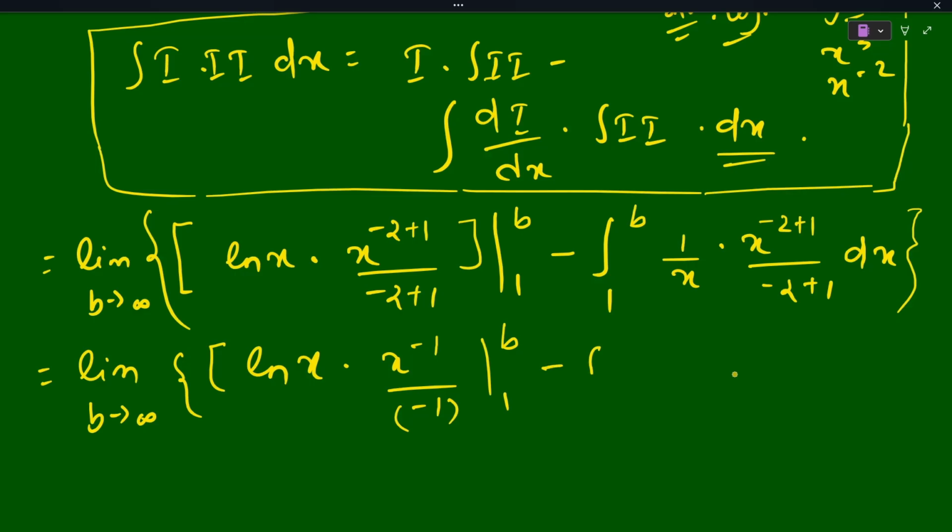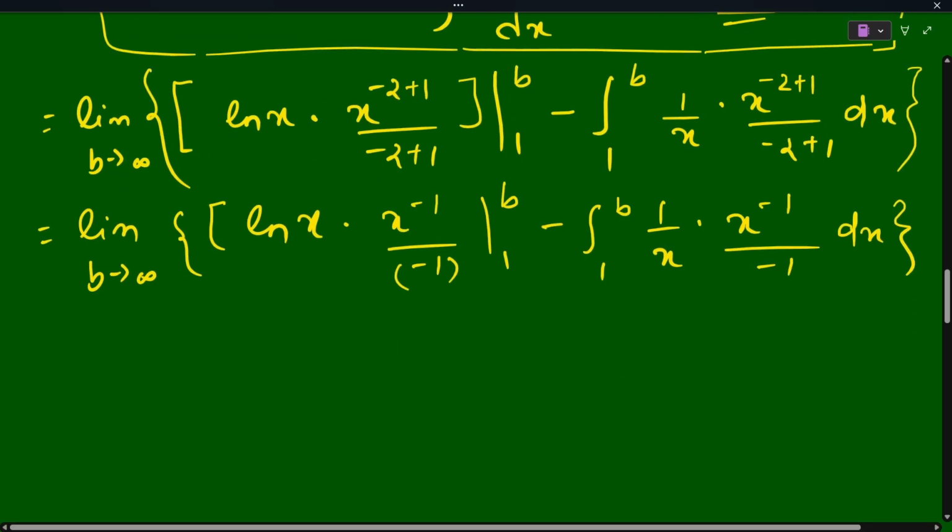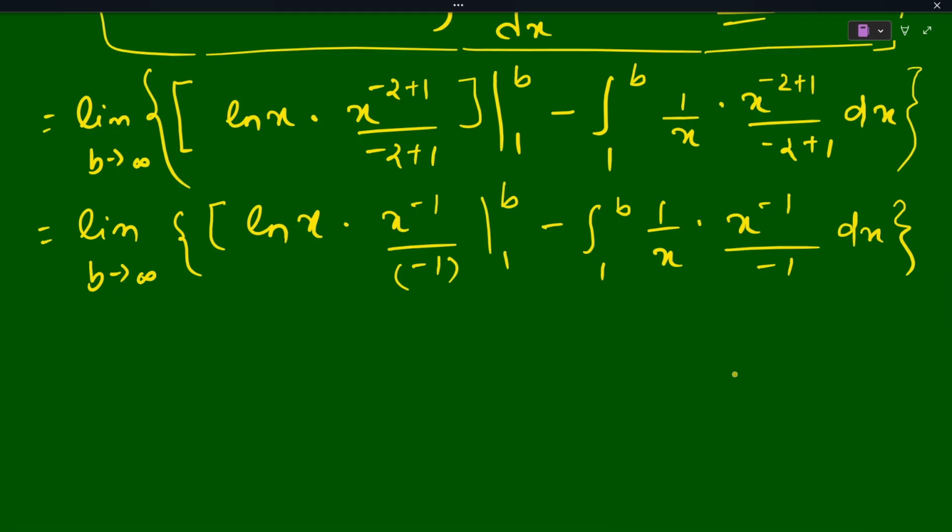Then here it is minus 1 to b, again 1 by x. It is x to the power minus 1 by minus 1 dx. Okay, so in the next step, let's take this minus sign to the outside. Here this minus sign, here this minus sign, it will go outside. Here also it will go to the outside. Then we will apply the limit.